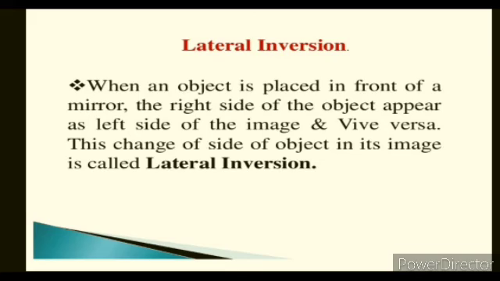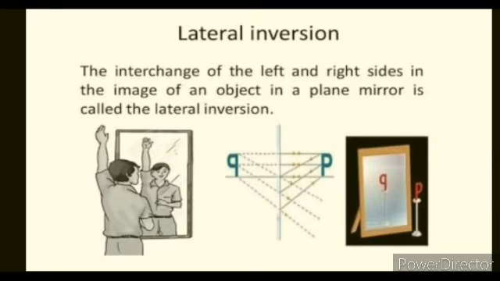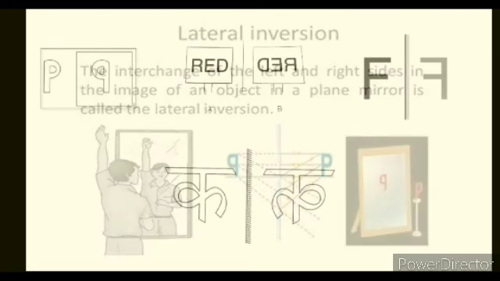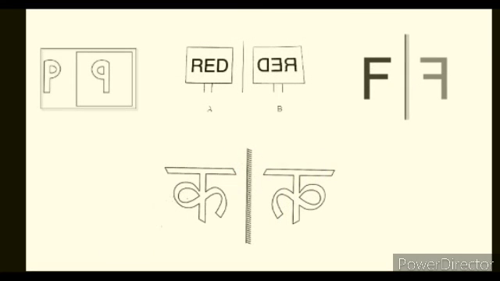So we can say that when an object is placed in front of a mirror, the right side of the object appears as the left side of the image and vice versa. This change of side of the object in its image is called lateral inversion. As you see in this figure, the interchange of left and right side in the image of an object in a plane mirror takes place. So, here are a few more examples of lateral inversion.